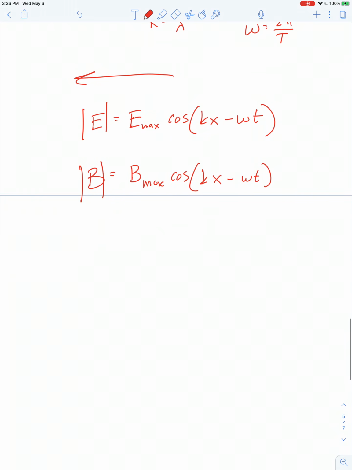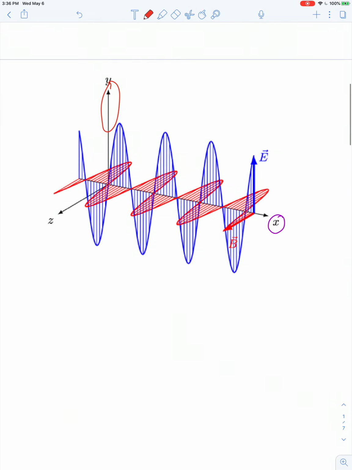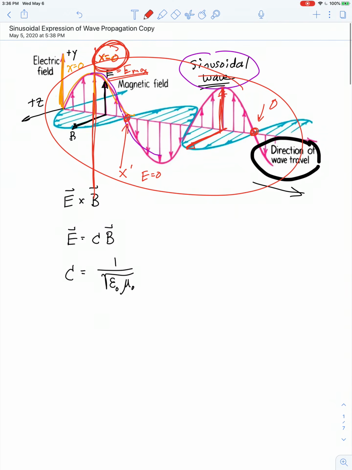If we want to present these as vectors, then the electric field, well, how do we have it? Our electric field is pointing along the y-axis, and our magnetic field points along the z-axis. So if I have an x, y, z-axis, I'll remind you that a vector that's exactly 1 unit long along the x-axis is called i hat. A vector that's exactly 1 unit long along the y-axis is called j hat. And a vector 1 unit long along the z-axis is k hat.